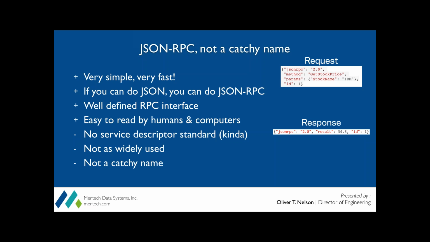One of the other things that has affected JSON-RPC is its name. When you look at SOAP or Thrift, the names are simple, easy to remember, and that really does affect whether a certain protocol gets accepted widely, and JSON-RPC is just not a catchy name. So I honestly think that's one of the reasons it hasn't grown as much as it could.